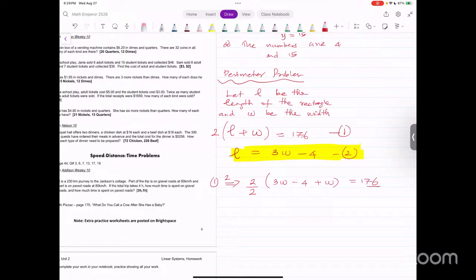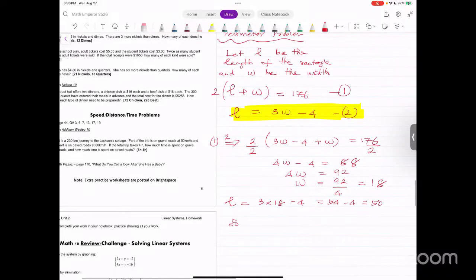Something you can do, you can divide this equation by 2. This is 4W minus 4 is equal to 88. So it's pretty easy to work with that. 92, so W is equal to 92 divided by 4. So that is going to be 18. So how do we find the length? Length is equal to 3 times W minus 4. So that is 54 minus 4, which is going to be 50. Therefore, the length is 50 centimeters and the width is 18 centimeters. Are you guys following that?